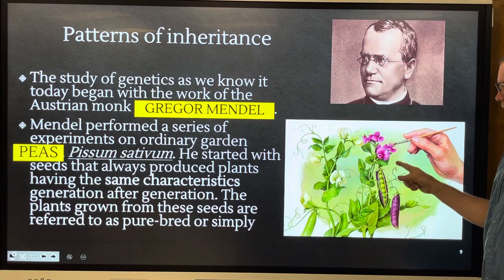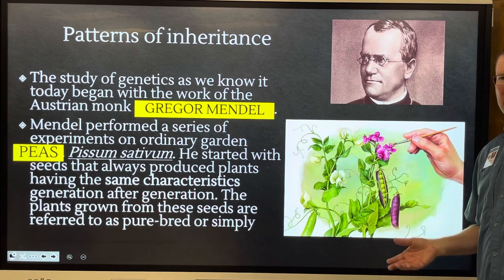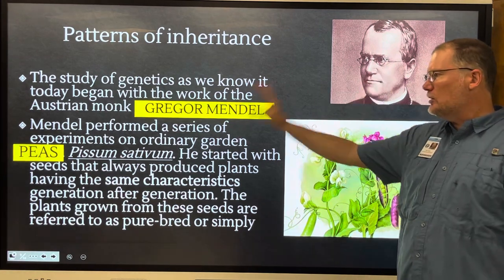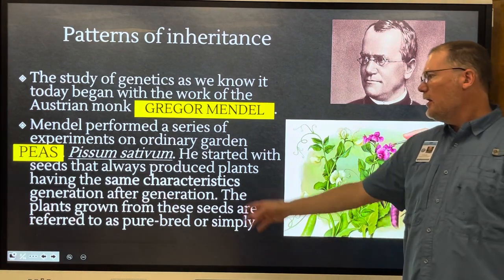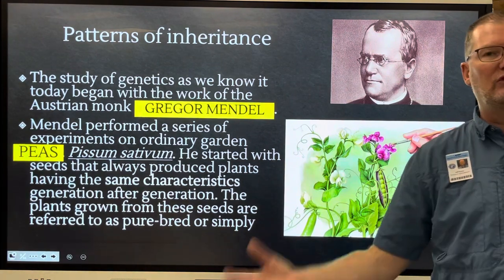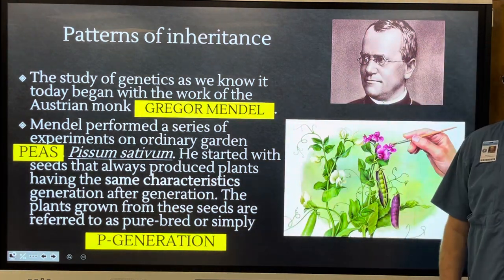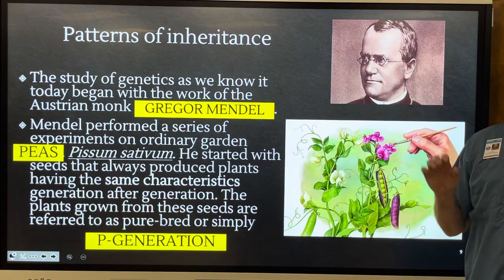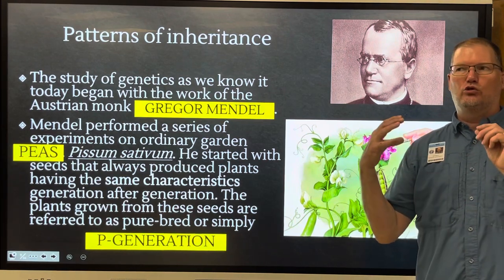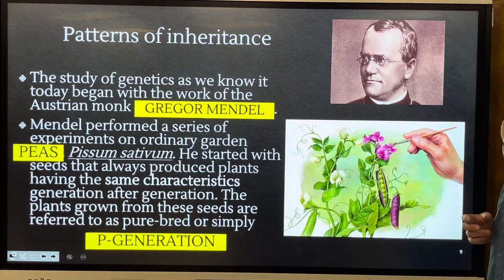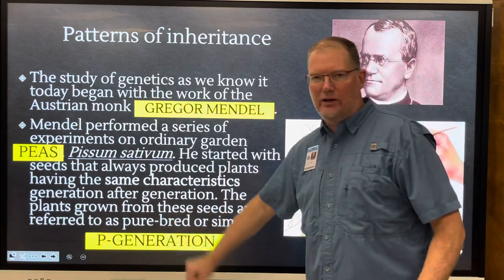Peas that had purple, white, different color peas, green peas, yellow peas, wrinkled peas, smooth peas, tall plants, short plants. He did a series of experiments in the monastery that he lived in as a monk, okay? And he produced plants with all different characteristics. And the plants grown from these seeds are referred to as purebred or P generation. So when you see P, know that that's the parent, purebred. It's what you start with, okay? So purebred, P generation. P as in pure bred. That's what that means.